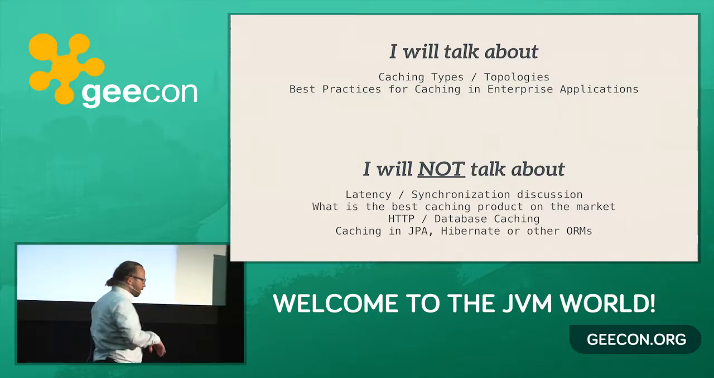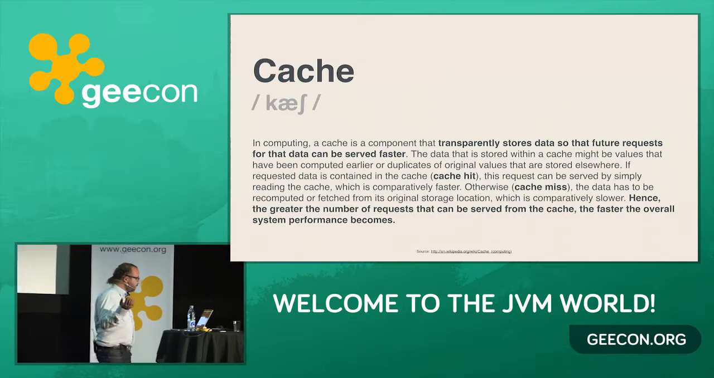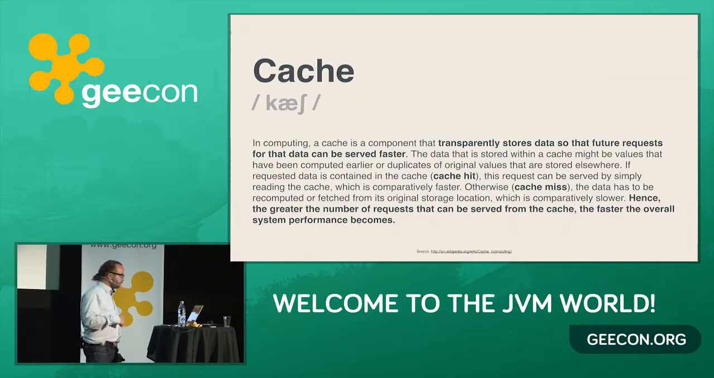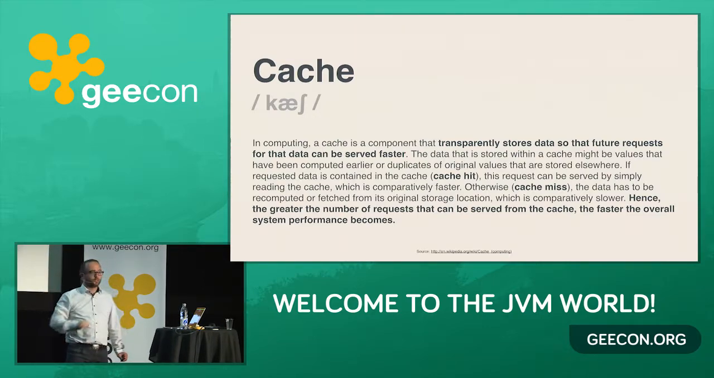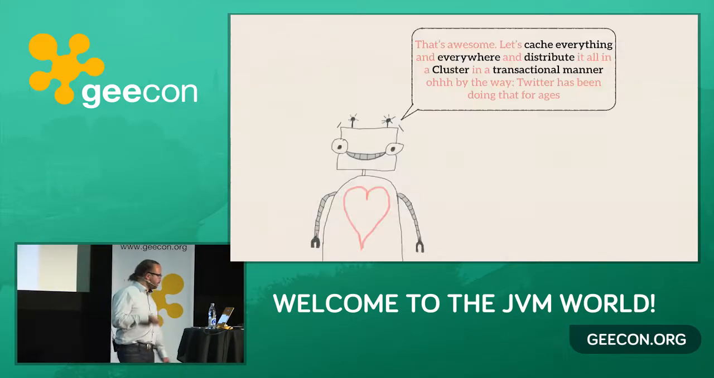If we first look at the definition of a cache, we read that a cache in computing is a component that transparently stores data so that future requests for that data can be served faster. And there are a couple of other definitions like a cache hit, a cache miss, and so on and so forth. So a basic idea would be, hey, that's awesome.